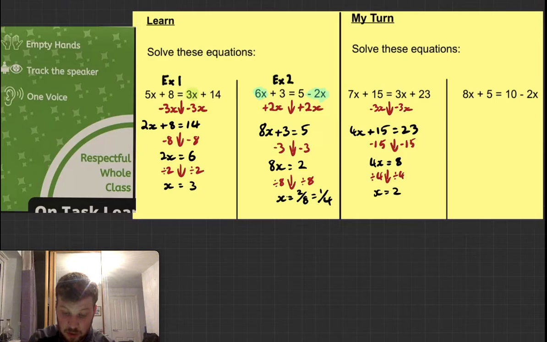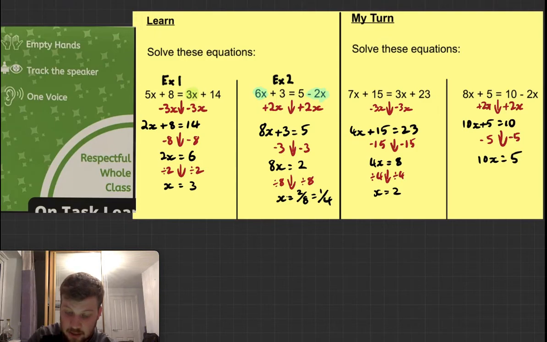Lovely, so what you should do is you should be adding across 2x, and that's going to give you 10x plus 5 is equal to 10. We should be taking away 5, and that should give me 10x is equal to 5, and then we're going to be dividing by 10. And that will give me x is equal to 5 over 10, which is a half.